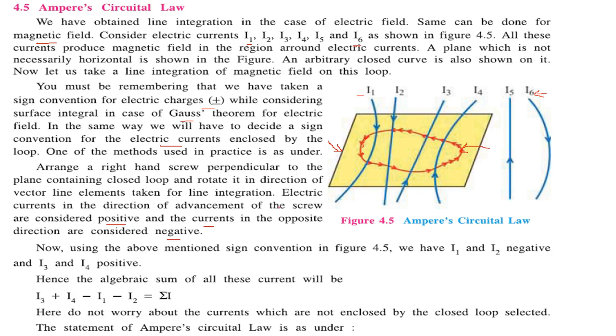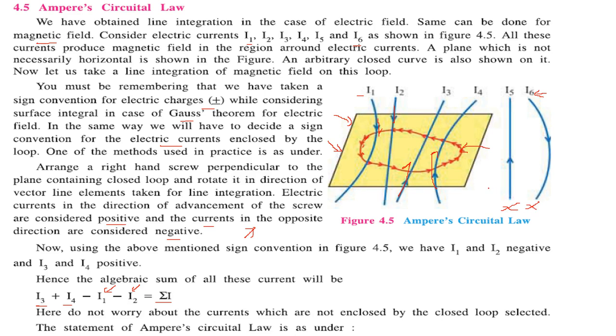Now using this convention, if you see this figure, we have I1 and I2. These two will be negative. I3 and I4 will be positive. So if we have taken a plane and the curve which encloses I1 to I4, we can say that the algebraic sum of all these currents is I3 plus I4 minus I1 minus I2. And you don't have to worry about the currents which are not enclosed by the closed loop which is selected. We don't have to worry about this or this.